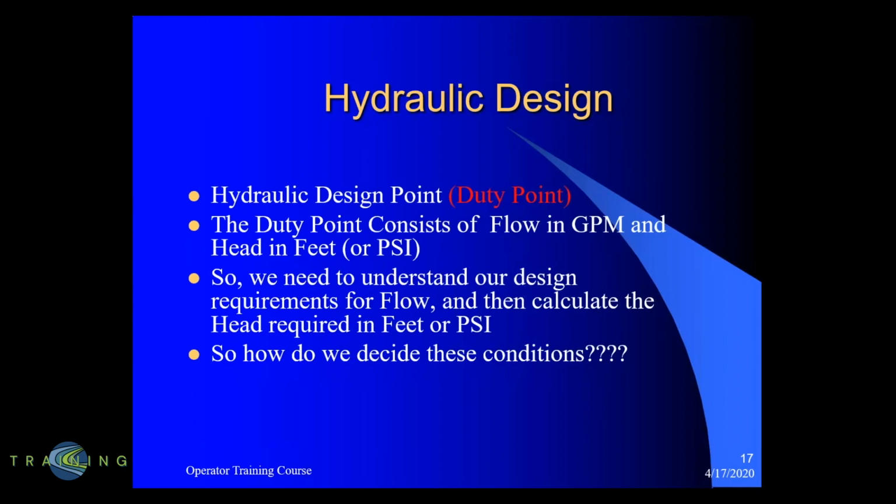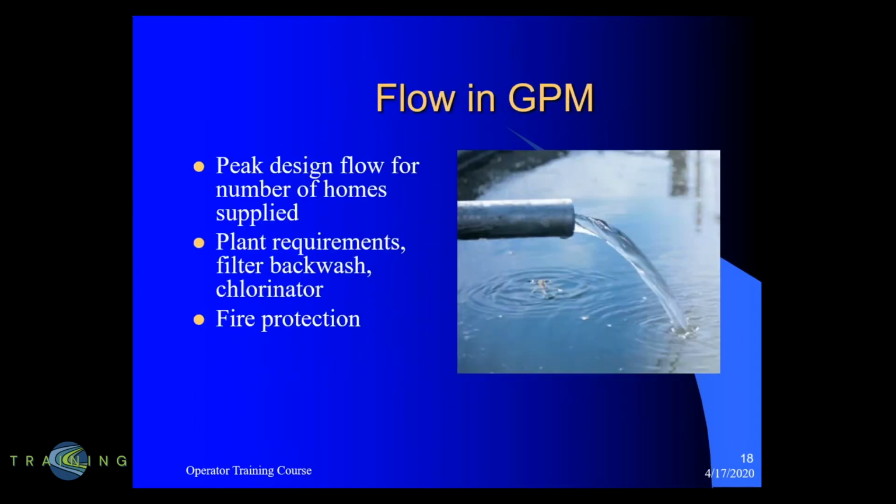Flow is a condition that we don't have to calculate. It's about the process requirement. Head is something that once we have flow, that we have to figure out by calculations. So we'll talk about that next. So flow, as we said, is something that we don't calculate, but we use as a process.